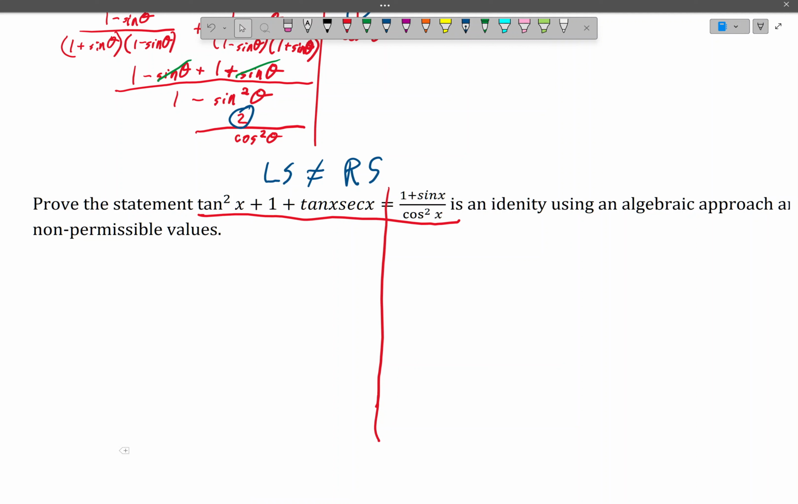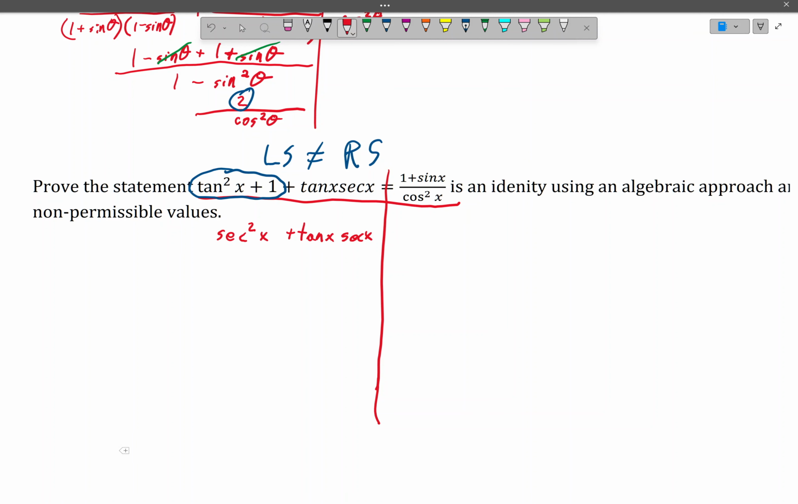The first step here is hopefully recognizing that this is one of our Pythagorean statements. So tan squared plus 1, that's right here, equals secant squared theta. So that's going to turn into secant squared x plus tan x secant x. When I do this, normally I would just be putting in sine and cos instead of using that Pythagorean identity, but may as well do it because we can see it here from what was said before.